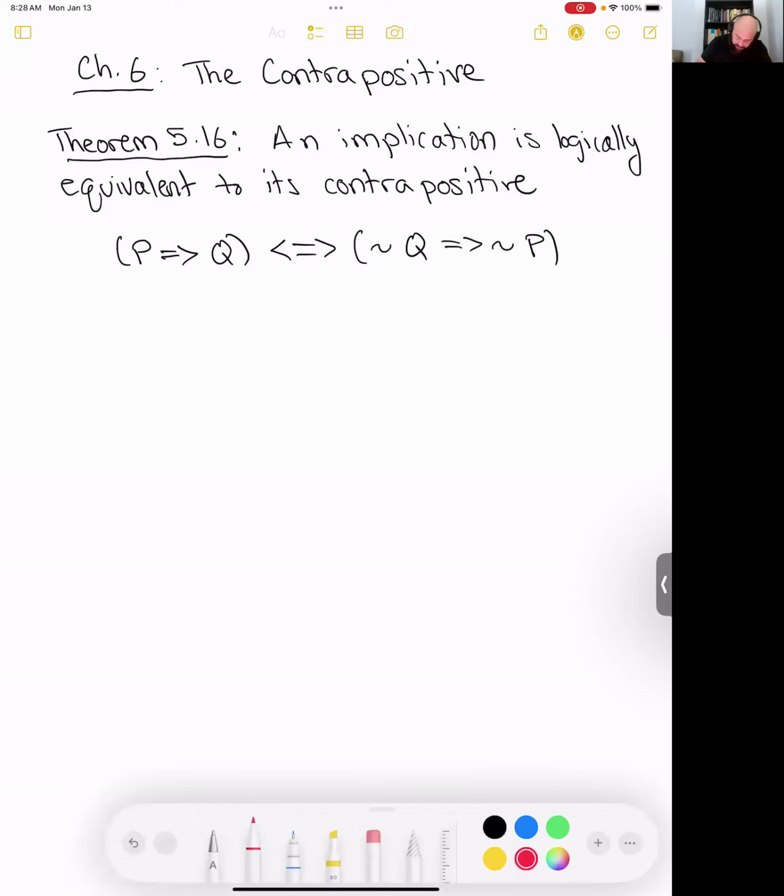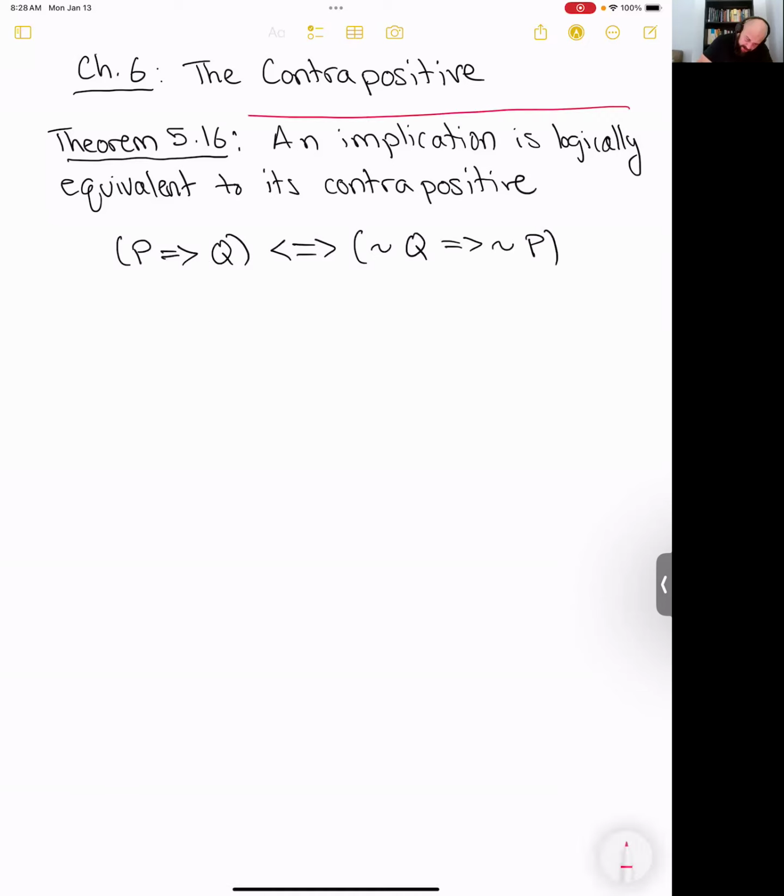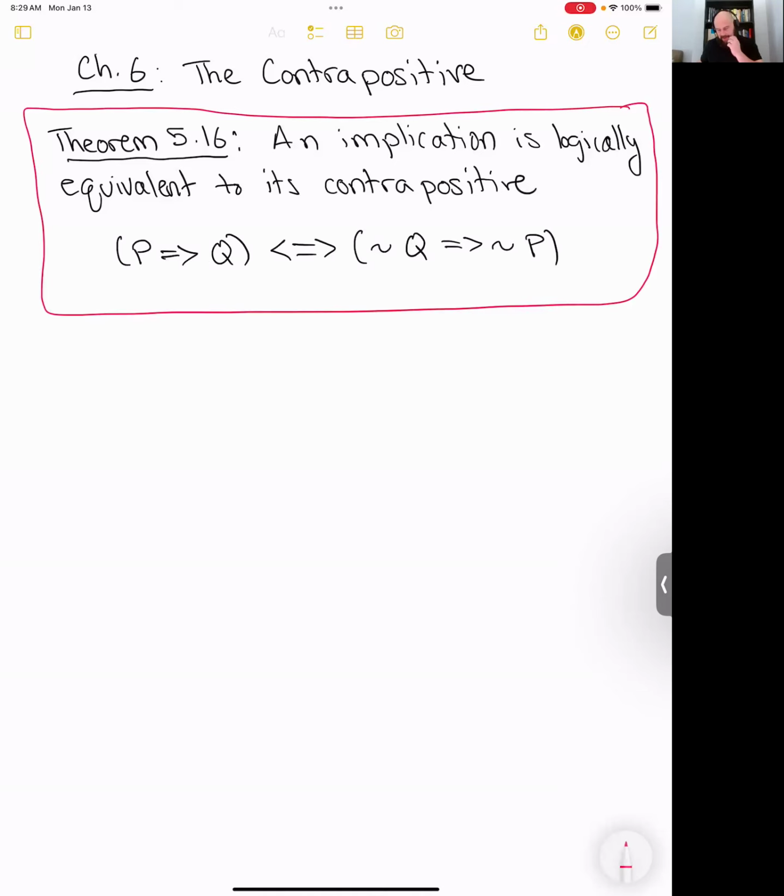So now we're going to see how to use this as a proof technique. But before we do that, we should just practice converting implications into their contrapositive to make sure we understand how to do that. So here we'll do a sequence of examples like that.